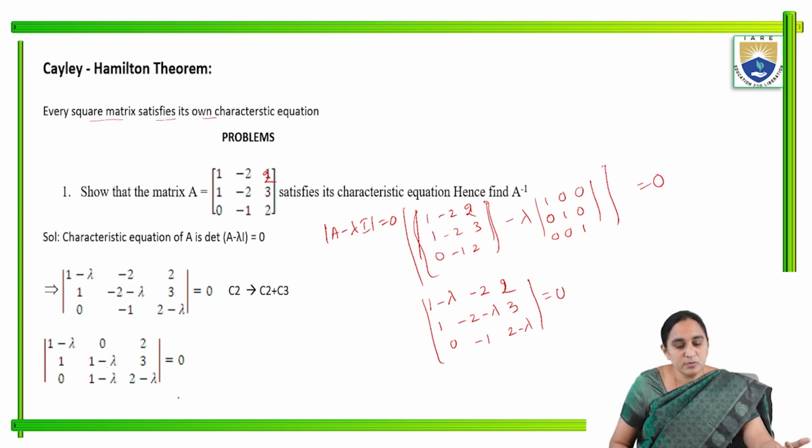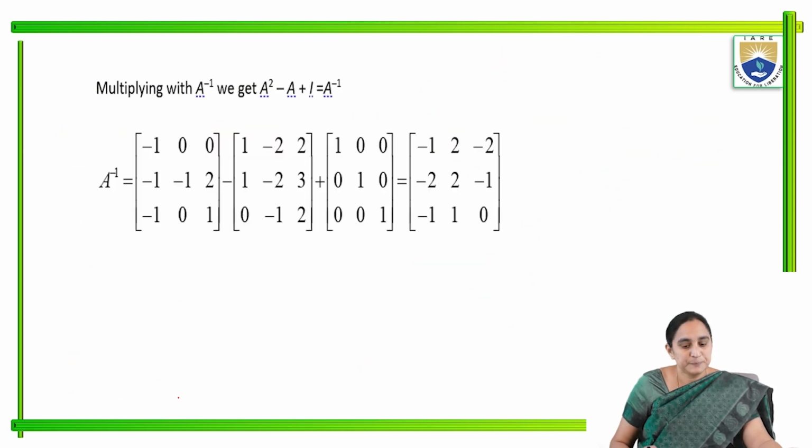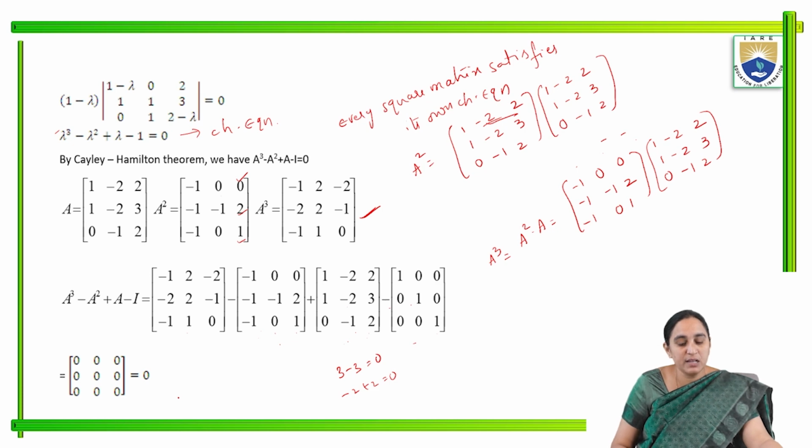Okay, then what's the question? Show that the matrix satisfies its characteristic equation. Okay, therefore it satisfies. Therefore, from that we have to find A inverse. How are we finding A inverse? For that, what about the characteristic equation from the Cayley-Hamilton?